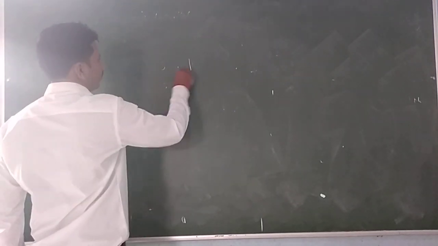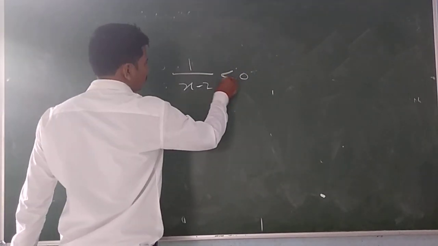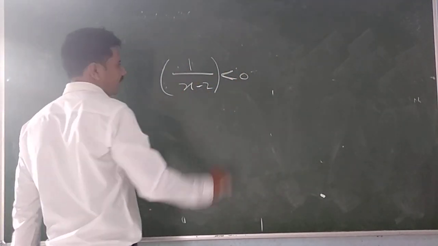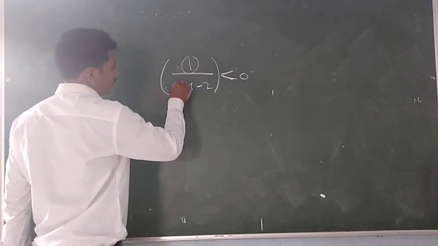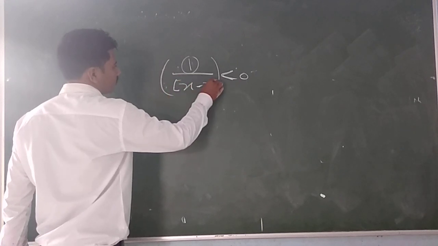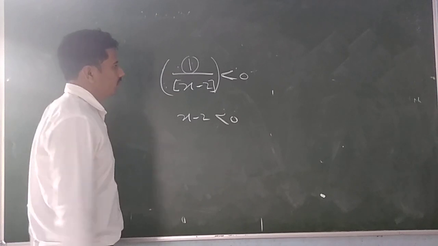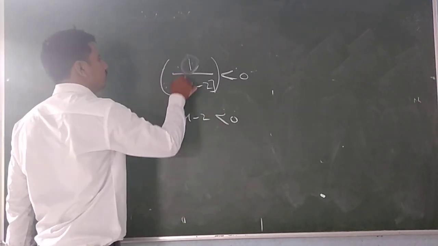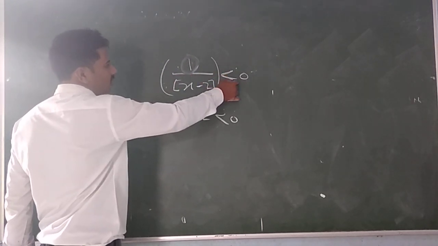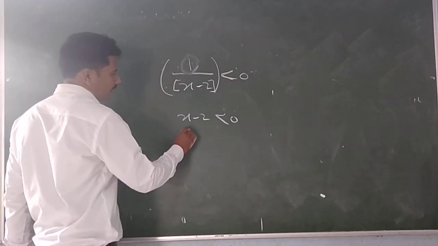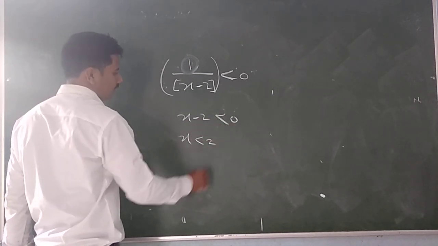1 upon x minus 2 is less than 0. That means this expression should be negative. But 1 is positive, so the rest should be negative: x minus 2 should be less than 0. If the numerator is positive, the denominator should be negative, then only the fraction will become negative. So x minus 2 is less than 0; add 2 on both sides and you get x less than 2.